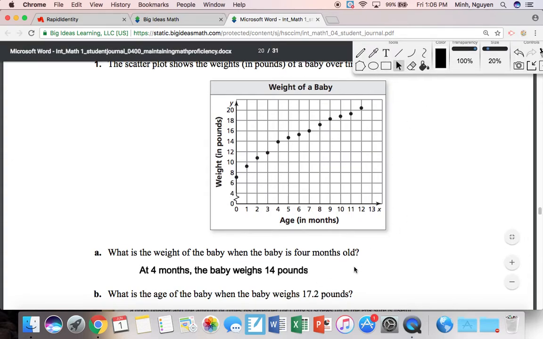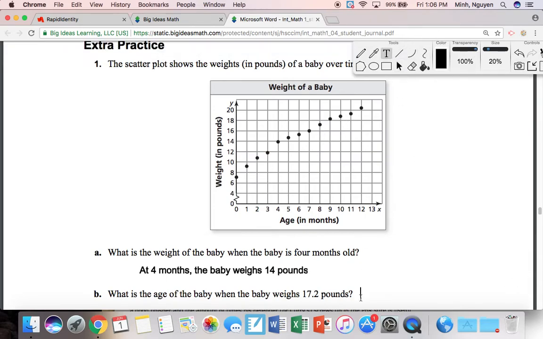What is the age of the baby when the baby weighs 17.2 pounds? 17.2. 17 is between here and there. That looks about it. 8 months. You say the baby weighs 17.2 pounds at 8 months.